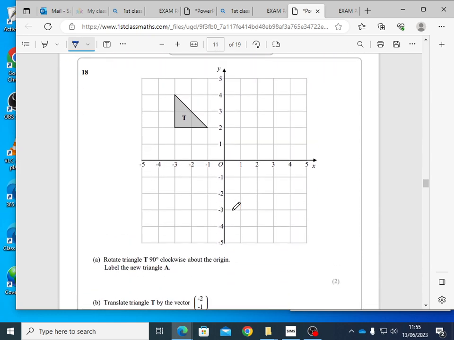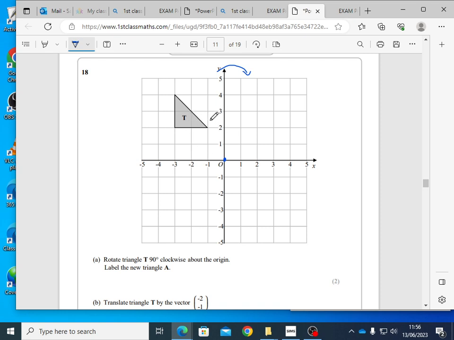Okay, 18. Let's have a look at this one. Now this one's a bit tricky to do without tracing paper. Whenever you have to rotate something, ask for tracing paper. Put it onto there. Once you have the tracing paper, you rotate it about the origin, 90 degrees clockwise, so it's going to go that way. I'd get it wrong anyway, so the best thing is to use tracing paper.